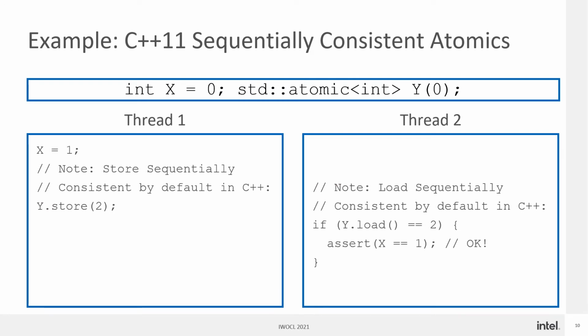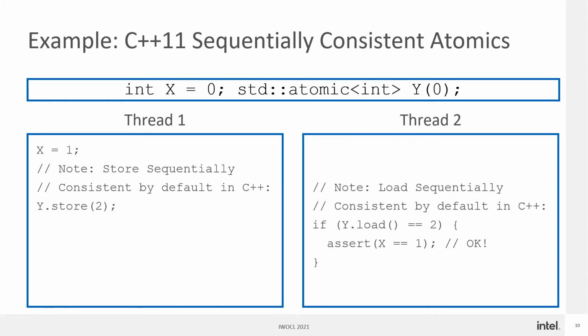Let's look at an example that uses the C++11 atomic classes. This example is intentionally very similar to the naive example we went through before. In this example, we have an ordinary variable x, which we've initialized to 0, and we have a special atomic variable y, which we have also initialized to 0. In thread number 1, which is our producer thread, we store the value of 1 to x, just like we did before. When we store the value of 2 to y, though, we're going to do it using a special atomic store function. And this atomic store function is sequentially consistent by default in C++.